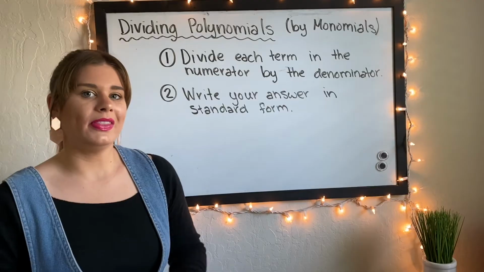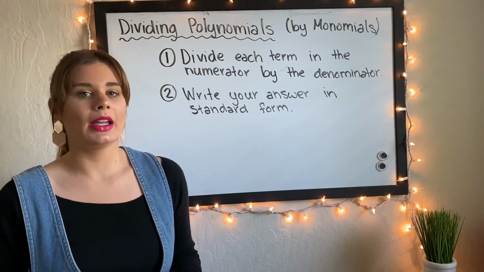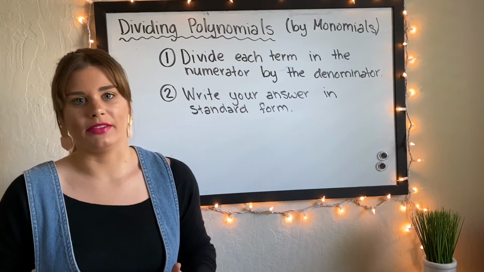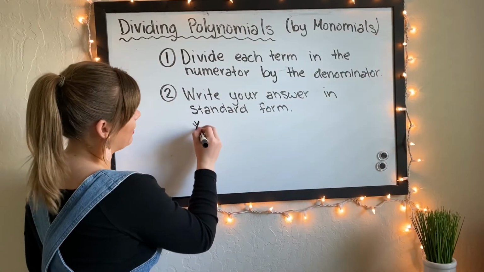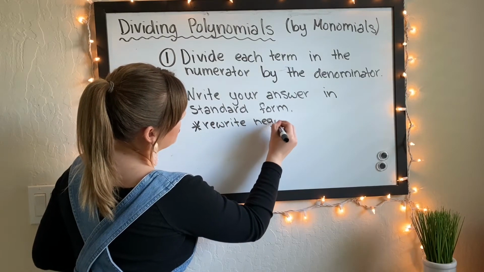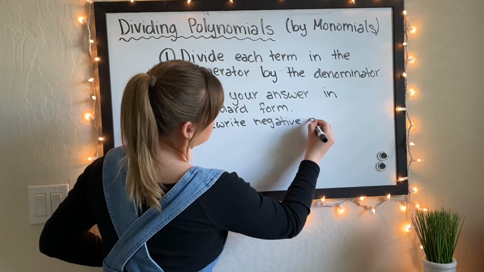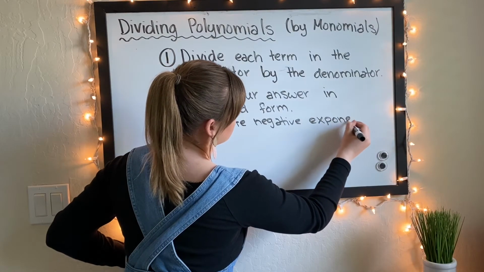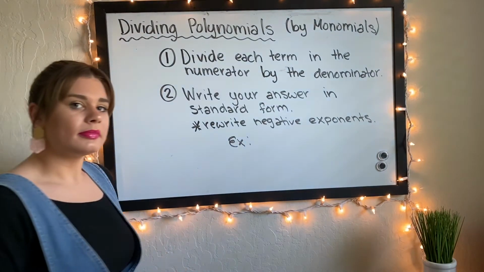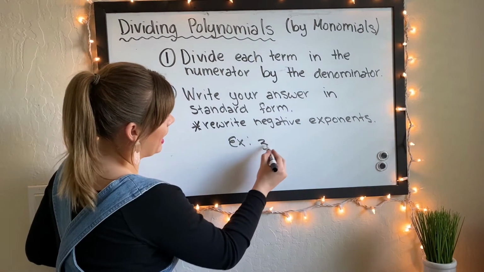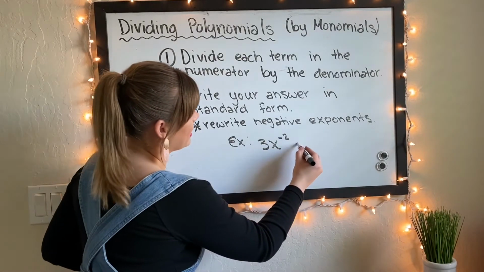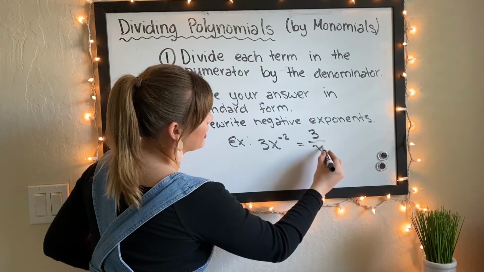And then one thing that I'd like you to start doing is to rewrite any negative exponents as positive exponents. An example of what I mean by that is if, let's say, I had 3x to the negative 2, then I just rewrite this as 3 over x squared.